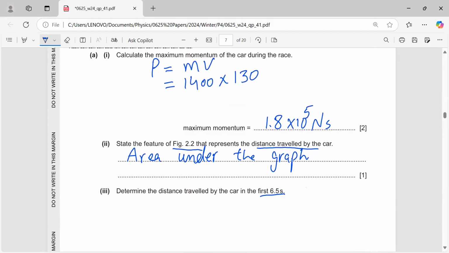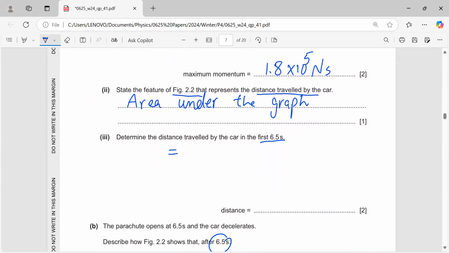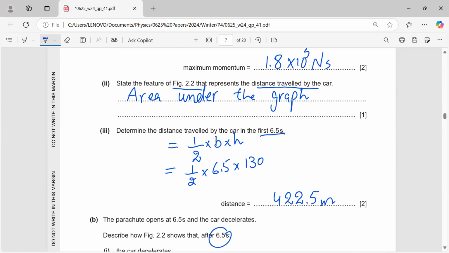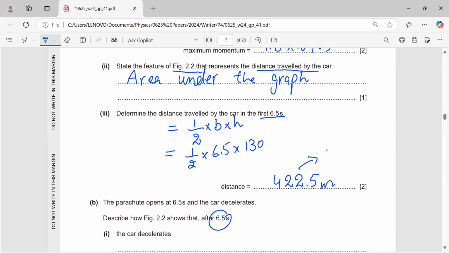So let's solve this question. Area under the graph is represented by half base into height. So base is 6.5 and its height is 130. When you solve this equation, you will get the answer, which is 422.5. That is in meters. You can round it off to write 420 even, but it's fine if you write it like that as well.